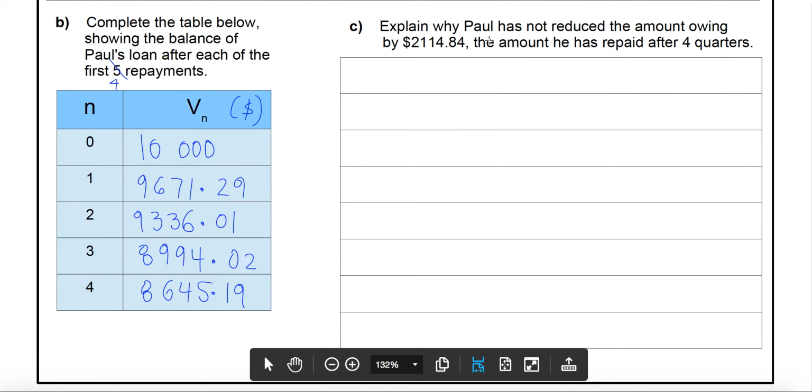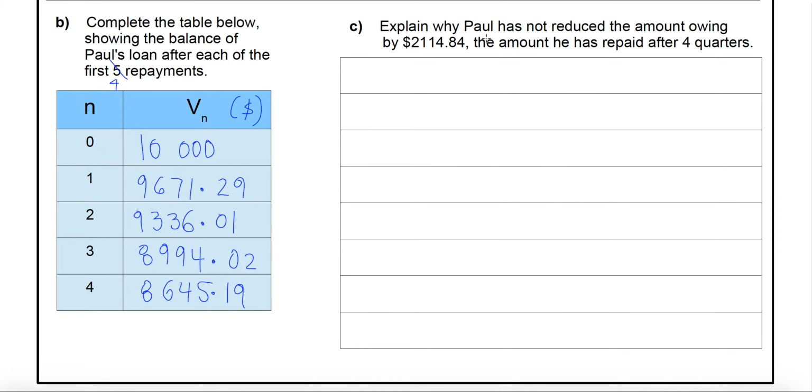Okay, so this next question, why has he not reduced the amount owing by 2114.84, the amount that he's actually repaid after 4 quarters? So what that means is how much has he actually paid them? Well, he's paid them 4 times, what was his payment again? 528.71. So he has paid this amount, which is the 2114.84.